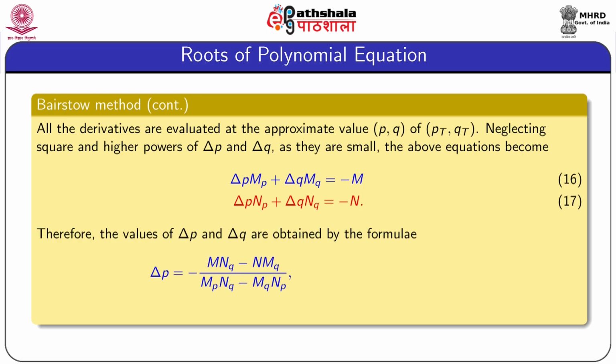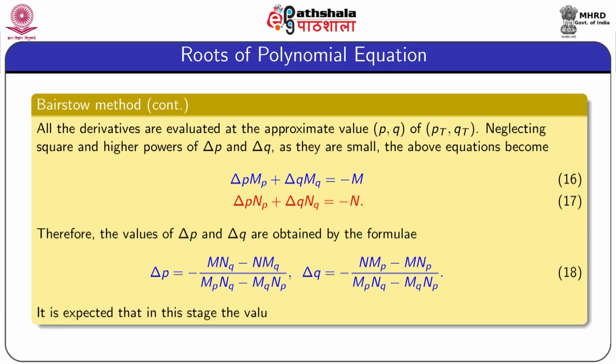Now, delta p and delta q are obtained by solving the above equations 16 and 17, and therefore delta p is equal to minus (m into nq minus n into mq) divided by (mp into nq minus mq into np). Similarly, delta q equals this expression. Note that the values of delta p and delta q are determined in terms of the unknown quantities m, n and their partial derivatives with respect to p and q. So, these are not the final values of delta p and delta q, but it is expected that at this stage the values of delta p and delta q are either 0 or very small quantities.